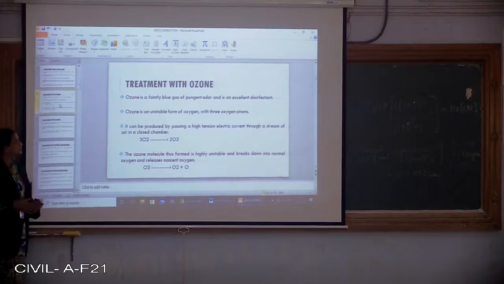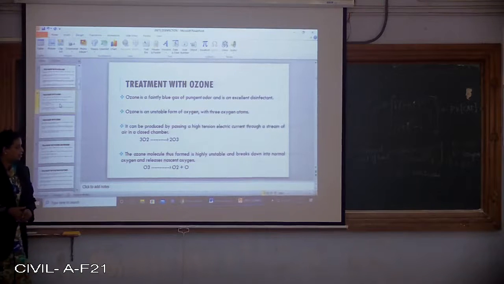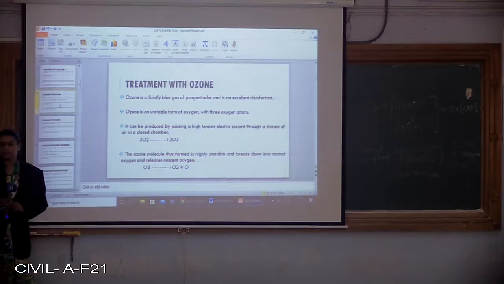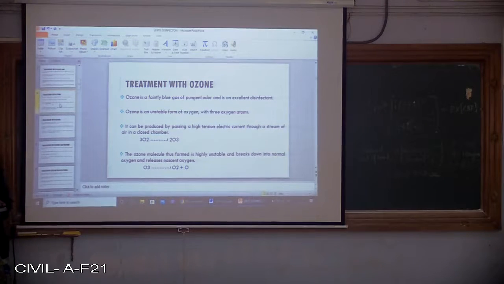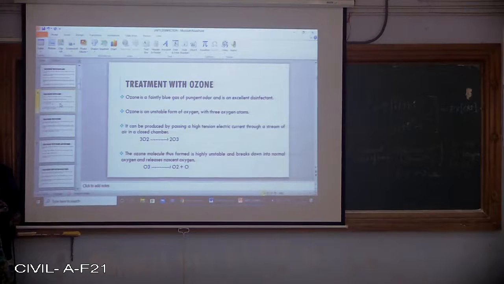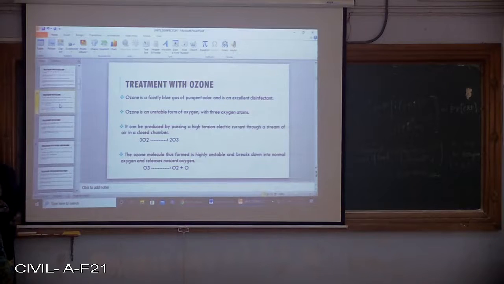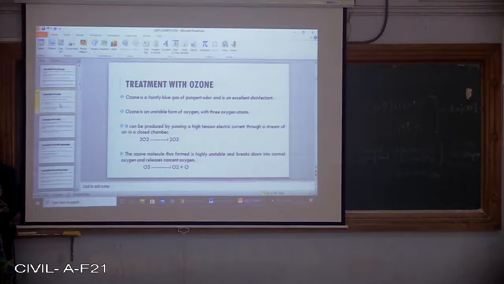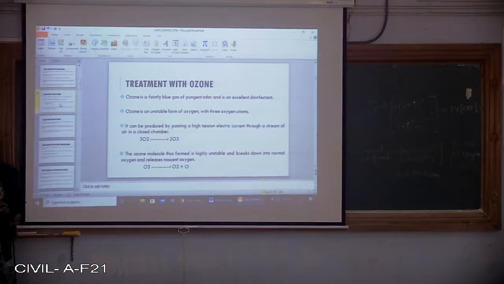Next, the next method is treatment with ozone. Ozone is a faintly blue gas of pungent odor and is an excellent disinfectant. Normally we see ozone as a cover for the atmosphere, isn't it? It acts as a barrier for the ultraviolet rays coming from the sun to the earth. This particular ozone can also be used as one of the treatments for purification of water.